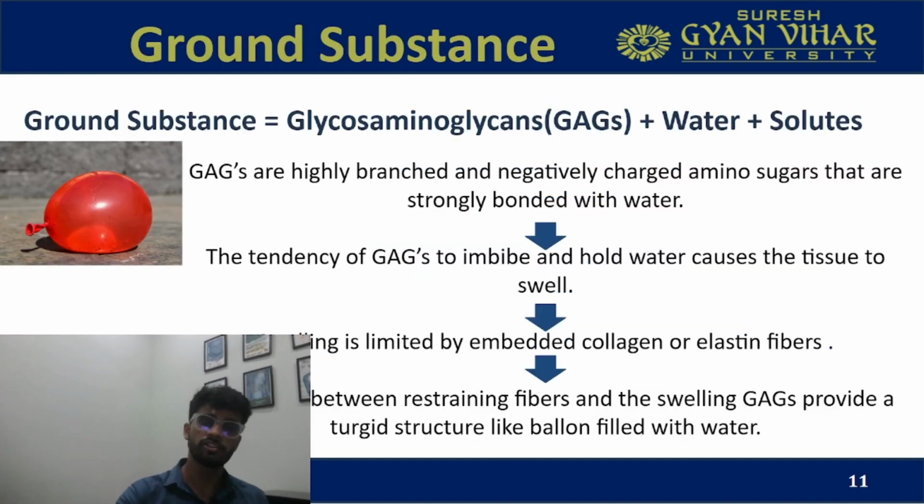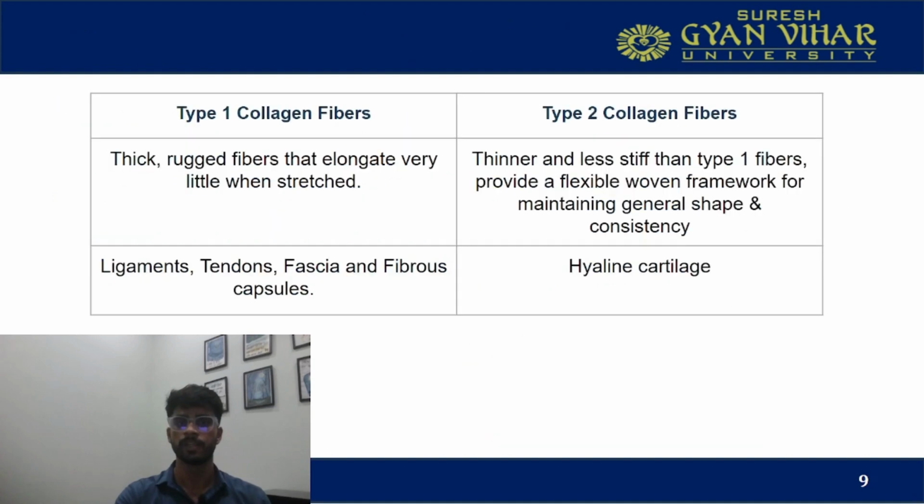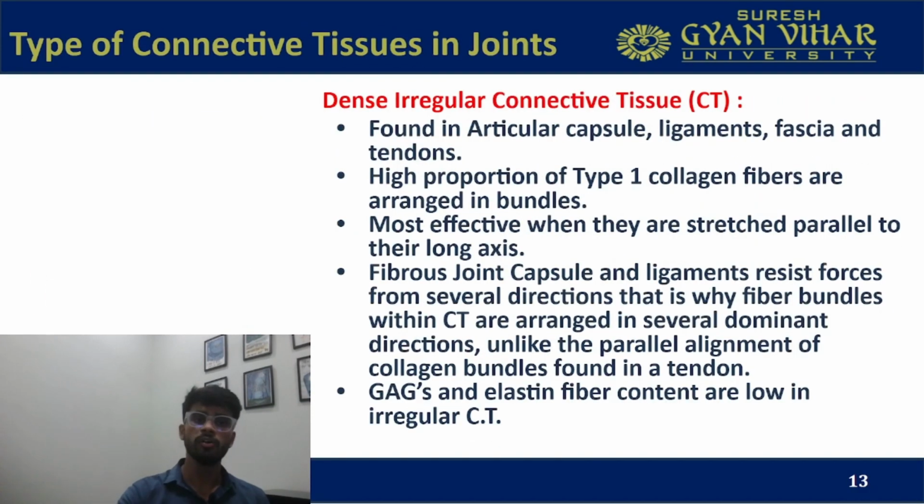So we have read the three structures which are present in the periarticular connective tissue. First is fiber, the second one is ground substance, and the third is the cell. I hope this is clear to you. Now let's see what are the types of connective tissues which are present in the joint. Because we have read about the structure of connective tissue, now we have to understand what connective tissues are present in the joint.